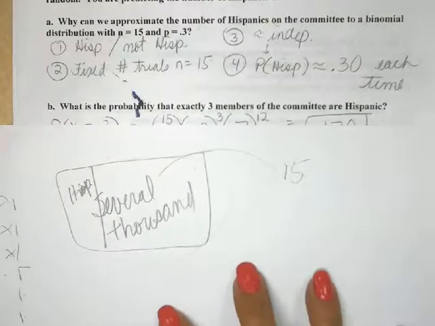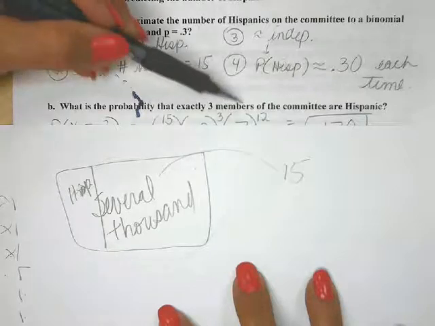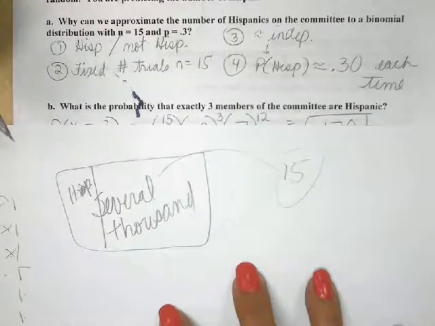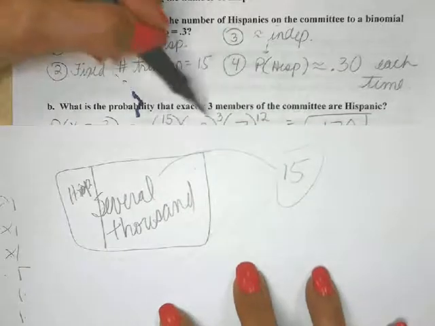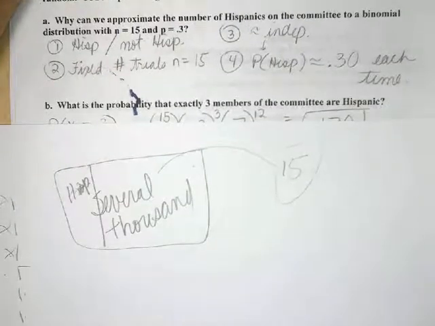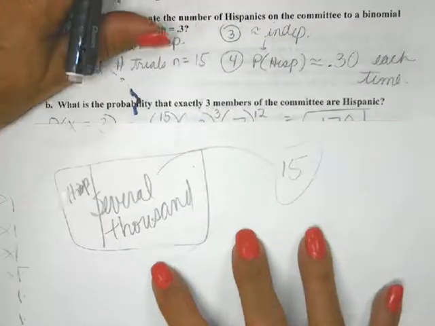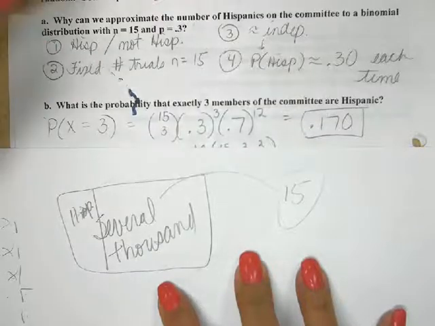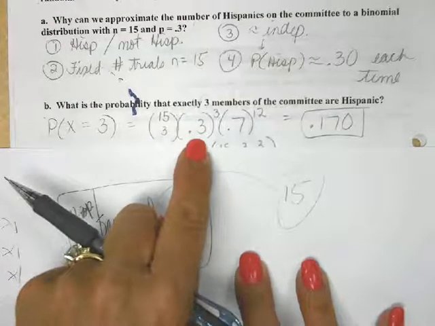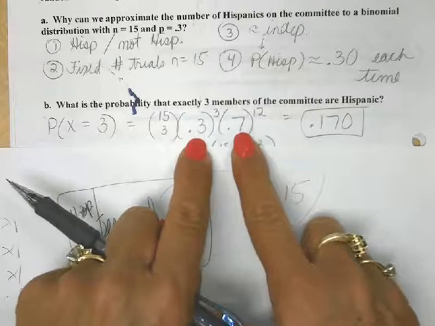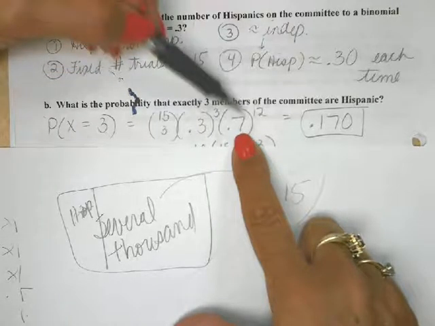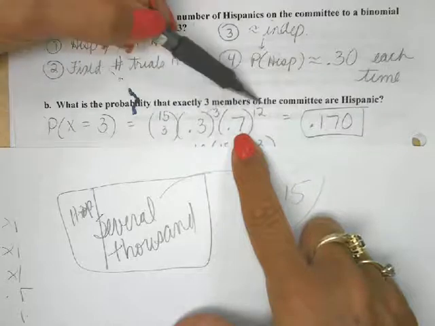Now, if I ask what's the probability that exactly 3 members on the committee are Hispanic, when I pull these 15 people out, I'm thinking, how many of those people are Hispanic, and what's the chance that exactly 3 of them are? So 12 are non, and 3 are. Here's my random variable, x, being the number of Hispanics chosen. Here's the probability of a Hispanic person being chosen, and here's the probability of a non-Hispanic. My exponent, how many of those people do I want to be Hispanic? 3, which means 12 are non. So these two exponents will always add up to how many you're picking.